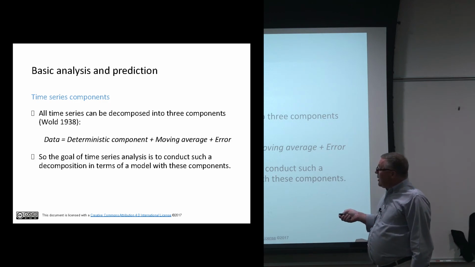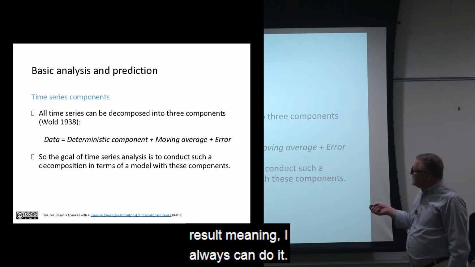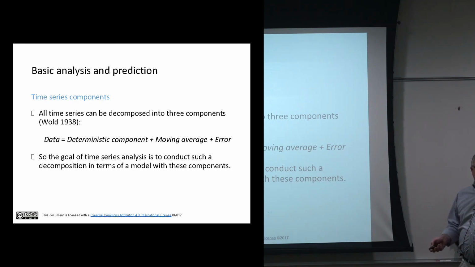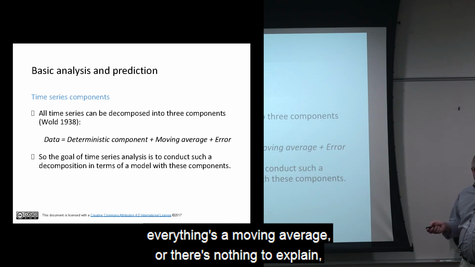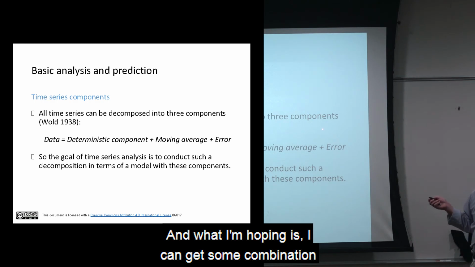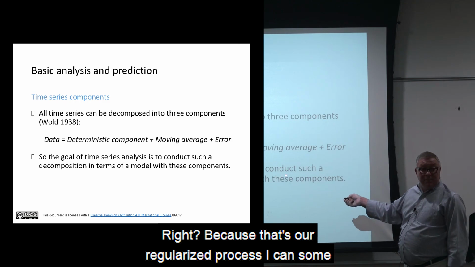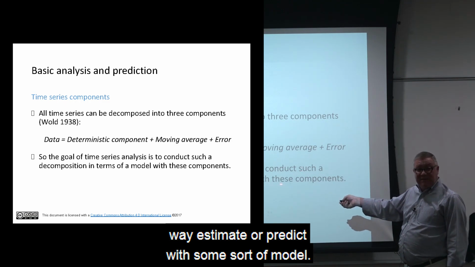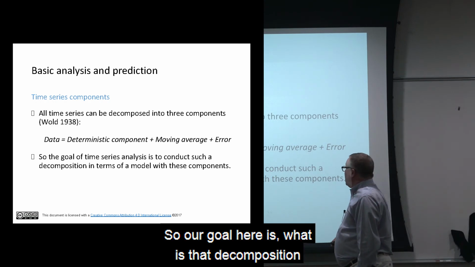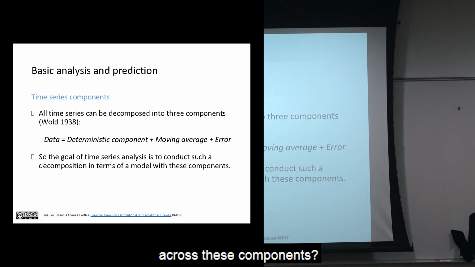And so our goal here, and the great thing about this is an optimality type result, meaning I always can do it. Now it may be, hey, everything's deterministic, or hey, everything's a moving average, or there's nothing to explain, it's all error, but I know I can split across those 3. And what I'm hoping is I can get some combination of these 2 that does a good job, right? Because that's a regularized process I can in some way estimate or predict with some sort of model. So our goal here is, what is that decomposition across these components?